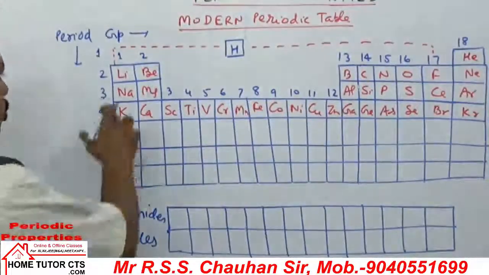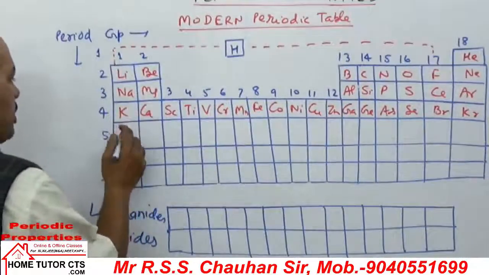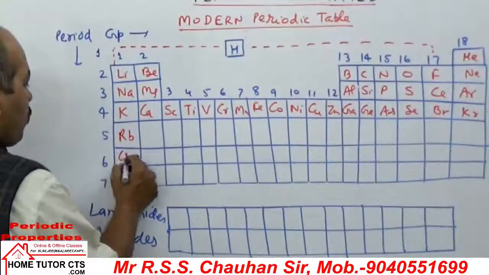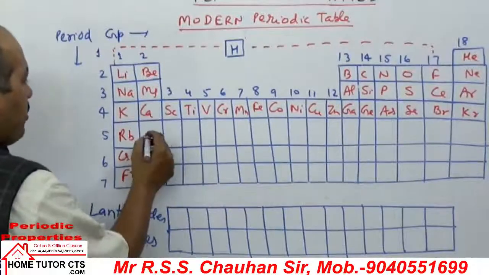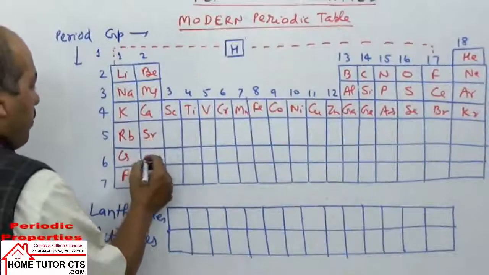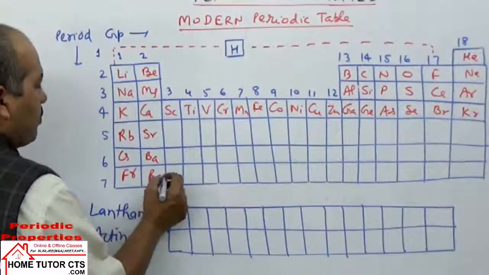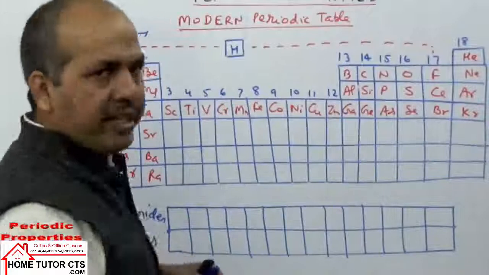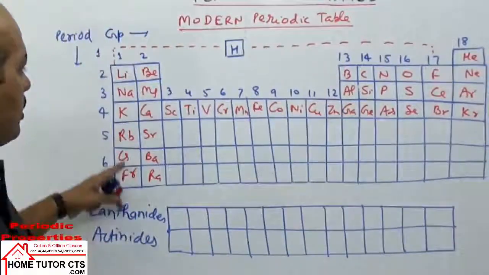In the groups we have sodium, potassium, rubidium, cesium, francium. We also have the elements strontium, barium, radium, and so on. I'll give some tricks to memorize the elements in the separate groups.